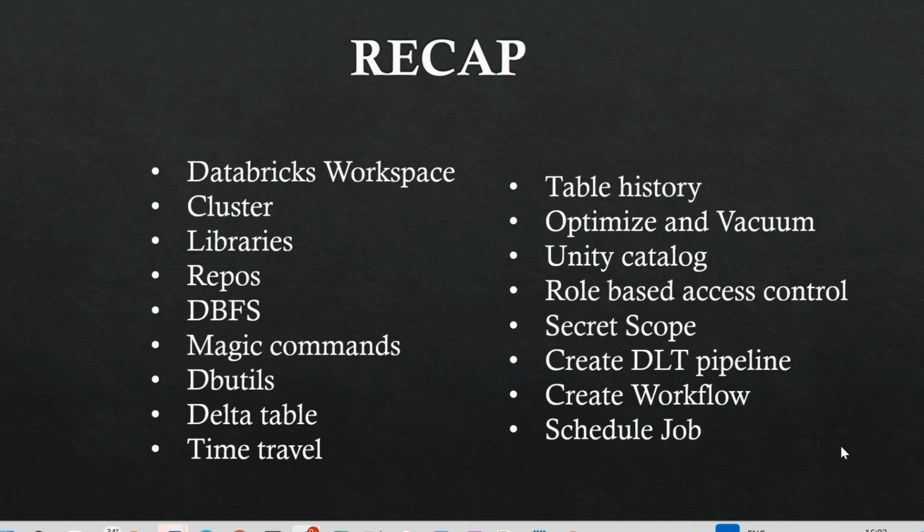Then we saw how to create our Delta tables, how to do time travel on top of a Delta table, and how to see the table history. We also saw some performance optimization techniques and how to use the vacuum command. Then we checked what exactly Unity Catalog is and its purpose. On that basis, we also saw what role-based access control is, how we create a secret scope, and how we can utilize it.